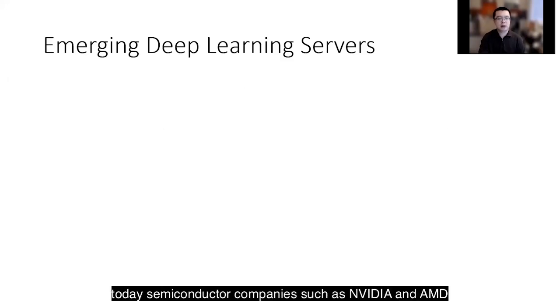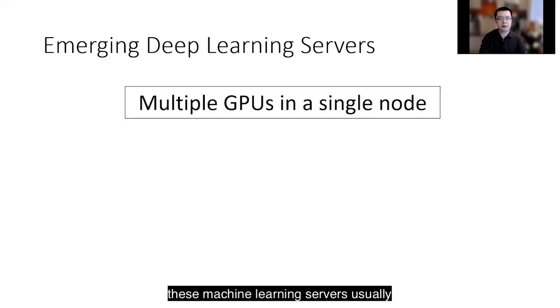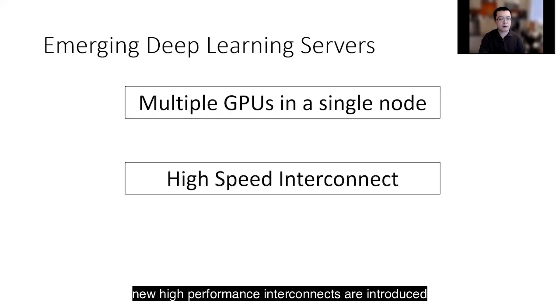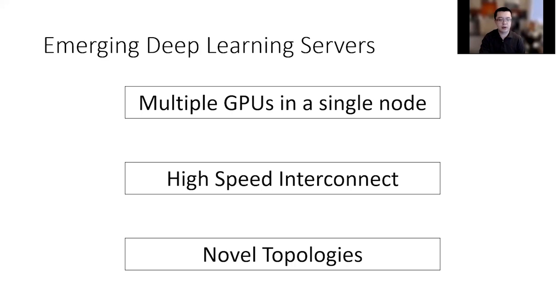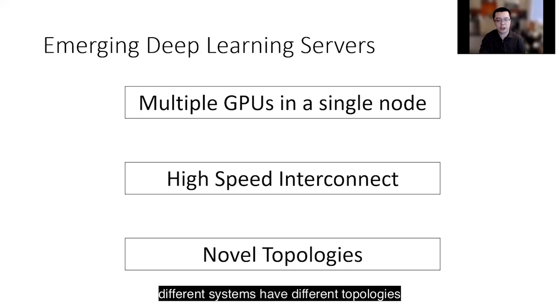Today, semiconductor companies such as NVIDIA and AMD are building deep learning servers that are specialized for training large-scale machine learning models. These machine learning servers usually contain multiple GPUs in one node, and new high-performance interconnects are introduced to achieve high data movement performance. Usually, the topology of those systems is designed with the consideration of physical constraints, such as signal integrity, cooling, and the physical layout of PCBs. Different systems have different topologies.